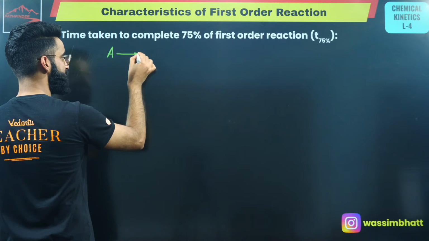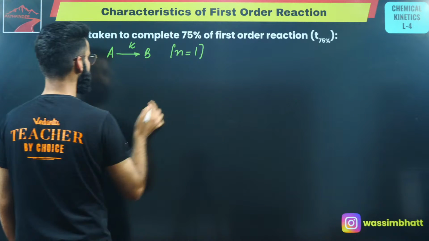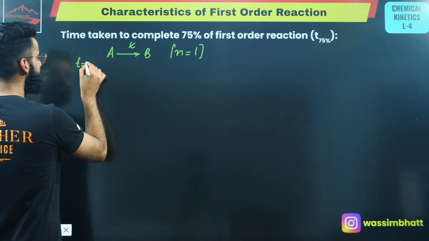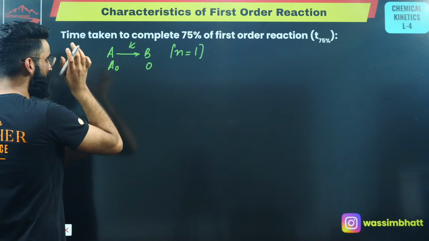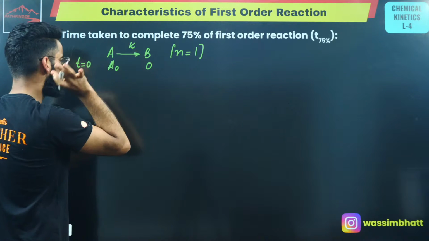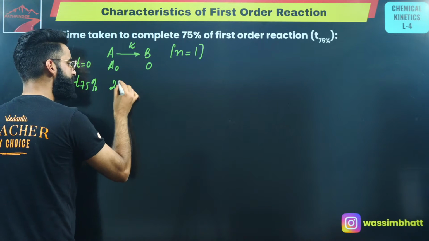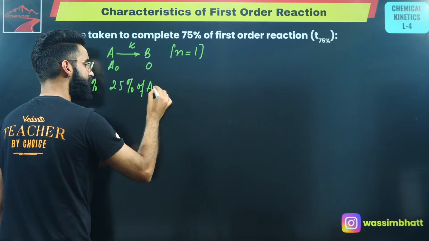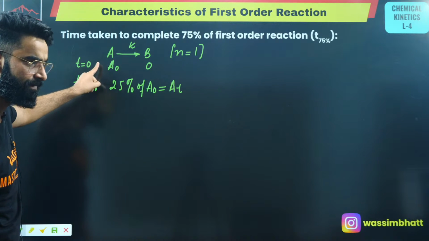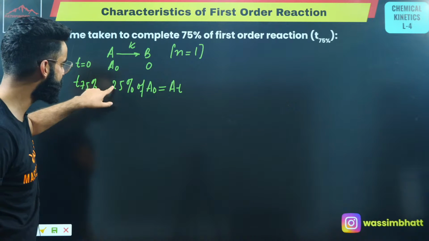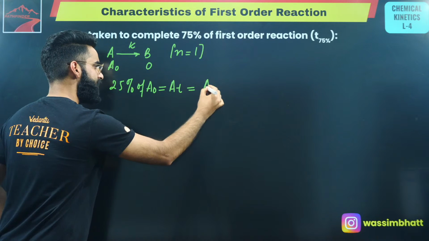For example, the first order reaction is A gives B, whose rate constant is K. The order of reaction is 1. At time t is equal to 0, the initial concentration of reactant is A0 and the initial concentration of product is 0. Now, I'm assuming 75% of the reaction is completed. At that time, 25% of the reactant will still be left in the container. If the initial concentration was A0, then at T 75%, 25% of A0, which means A0 divided by 4, will still be left.